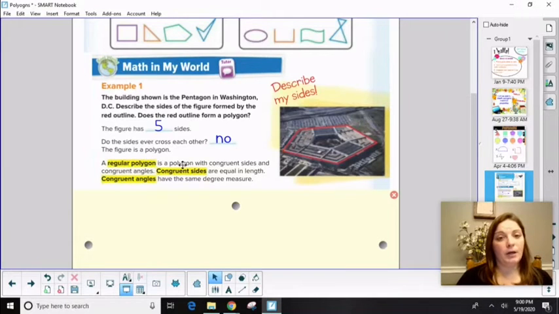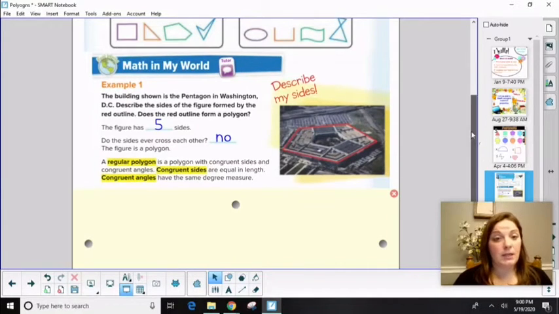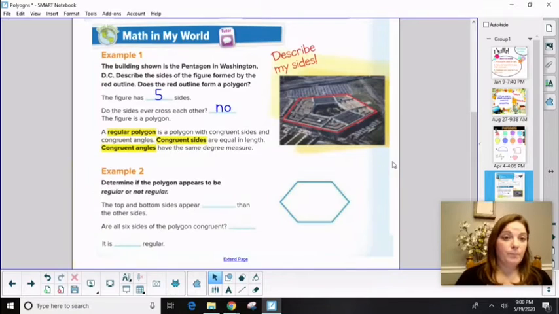A regular polygon is a polygon with congruent sides and angles. Congruent sides just means that they are equal in length, and congruent angles mean that they have the exact same angle measure. Let's determine if this polygon appears to be regular or not regular. Study this polygon. Sometimes it helps if you turn it on its side. Now I know this isn't a piece of paper, it's a piece of technology, but if you were to turn this up and down to the side, it might give you a little bit of an easier time to see if all of the sides are the same.